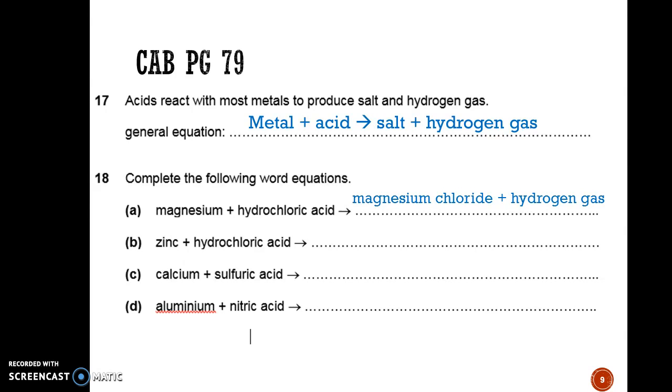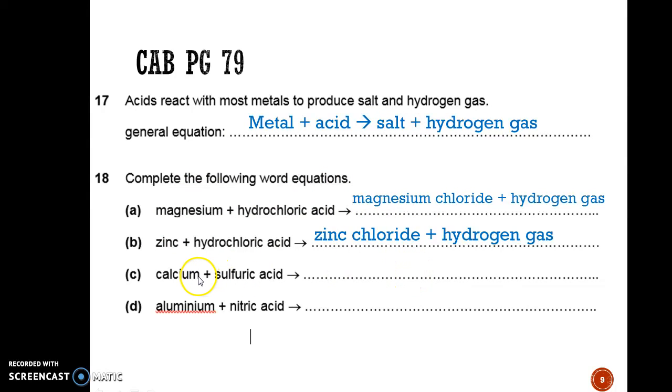Okay, now I'm going to go through question 18b. Zinc, in this case, is the metal. So you react it with hydrochloric acid. You will get zinc chloride plus hydrogen gas. Okay, don't leave out the hydrogen gas. So zinc, the metal, with hydrochloric acid will give you chloride.